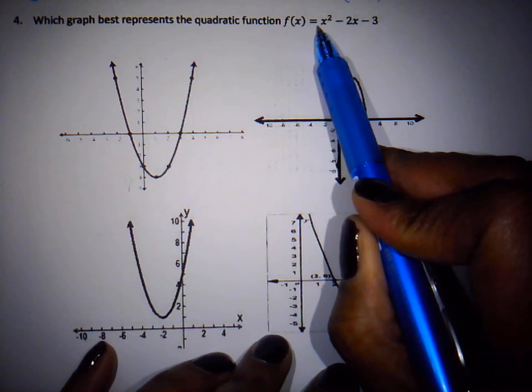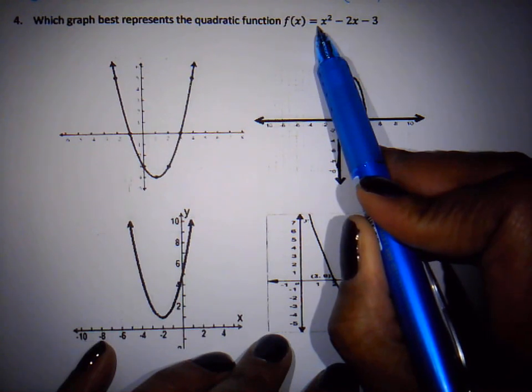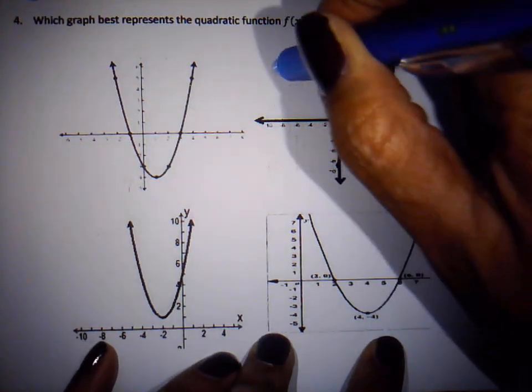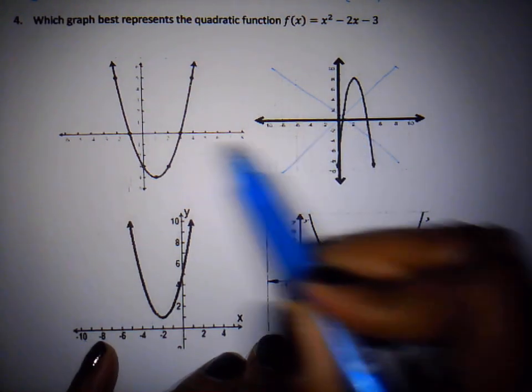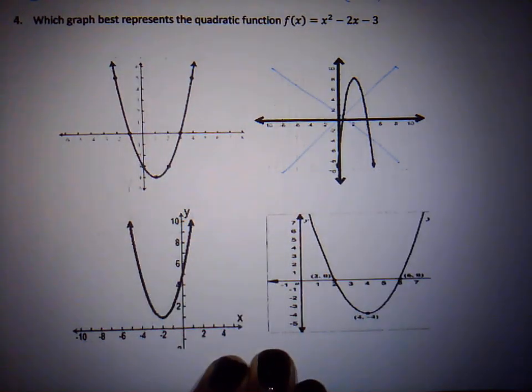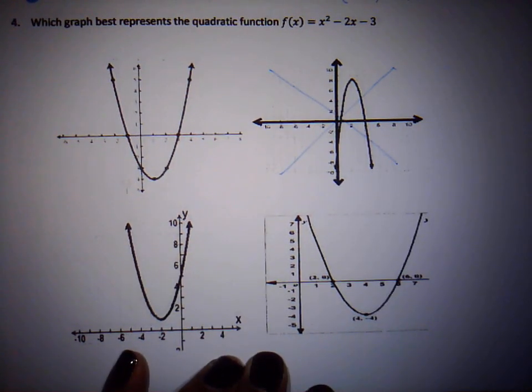What is my A value? It's a positive 1, right? So I can eliminate this one, the only one I can eliminate, okay? After this, if you're not strong at factoring and solving for x, or solving for your zeros or x-intercepts by factoring, then young people, just use the quadratic formula, okay?